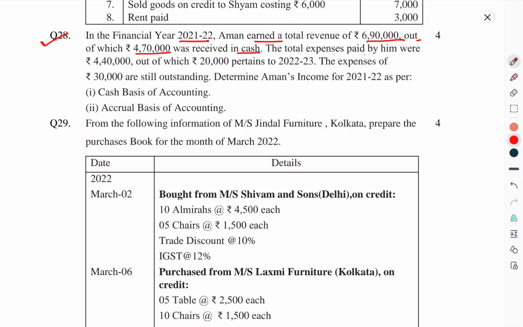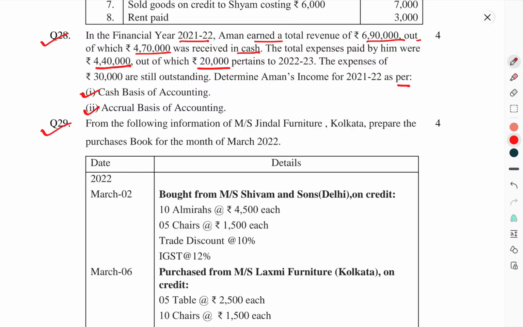Total expenses paid by him were 4,40,000, out of which 20,000 pertains to 2022. The expenses of 30,000 are still outstanding. Determine Aman's income for this year: cash basis of accounting, accrual basis of accounting.